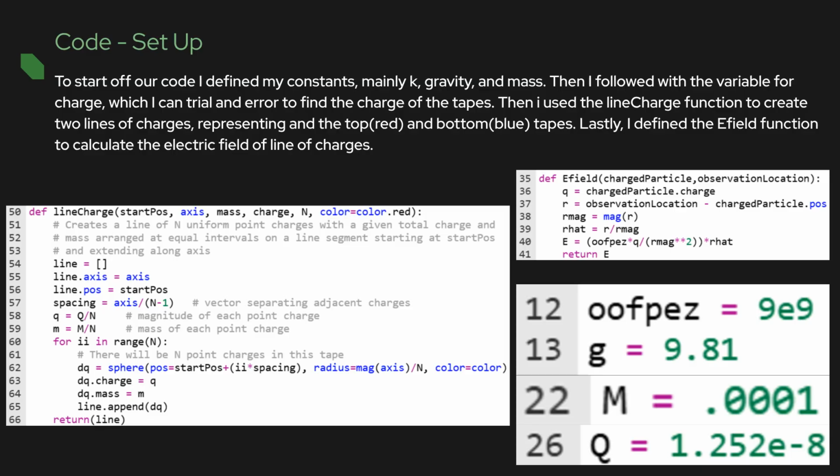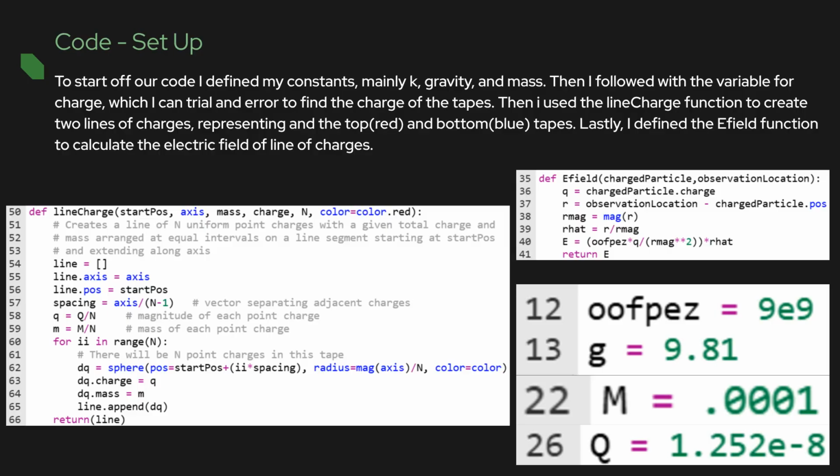To start off our code, I defined my constants, mainly K, gravity, and mass. Then I followed with the variable for charge, which I can trial and error to find the charge of the tapes. Then I used the line charge function to create two lines of charges, representing the top red and bottom blue tapes. Lastly, I defined the E field function to calculate the electric field of the line of charges on the top tape specifically.